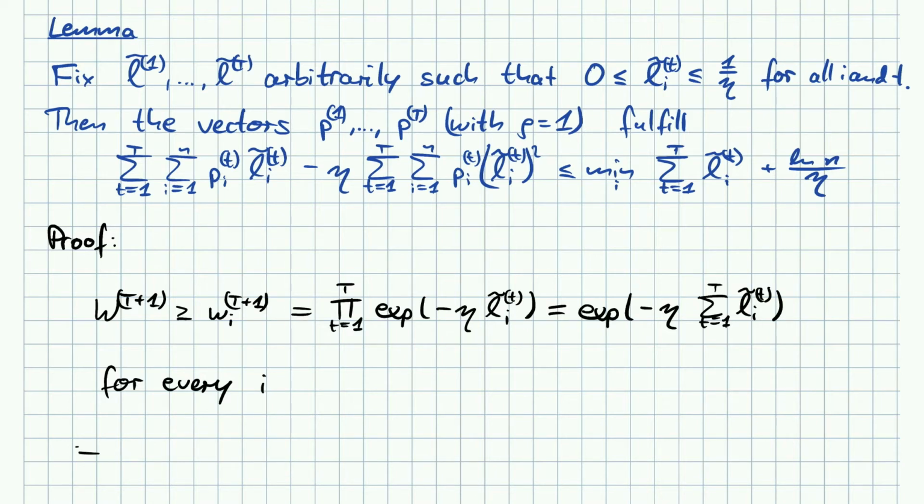And what does this tell us? This tells us that if we now take the ln of this final weight, this will be at least minus eta times the minimum over all actions of the sum of the costs. So take the minimum over all actions, what's the cost of this action? And this is what we have as a lower bound for the final sum of the weights.